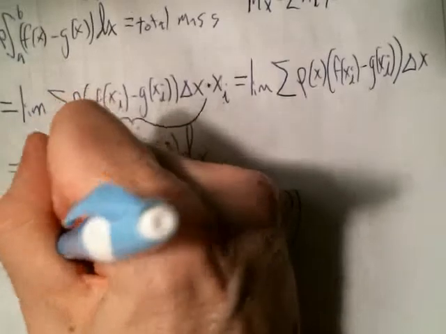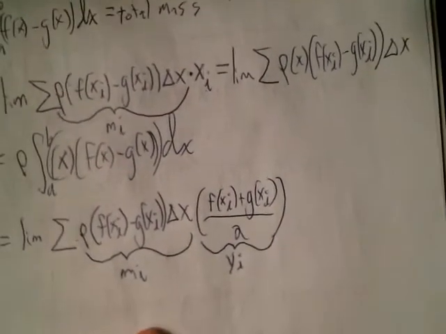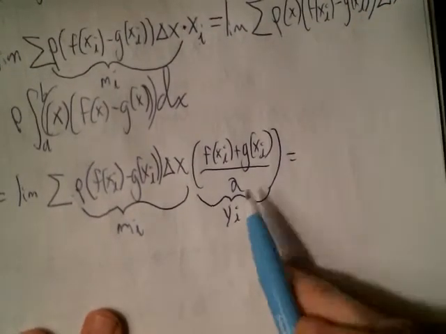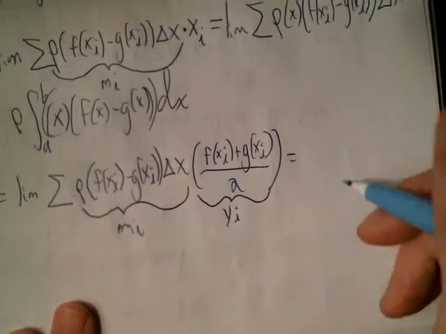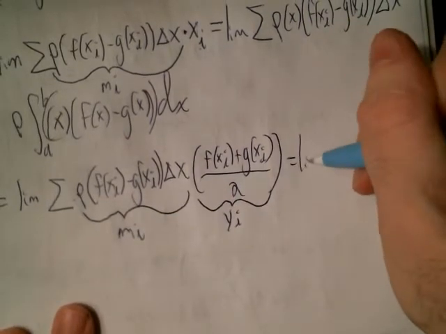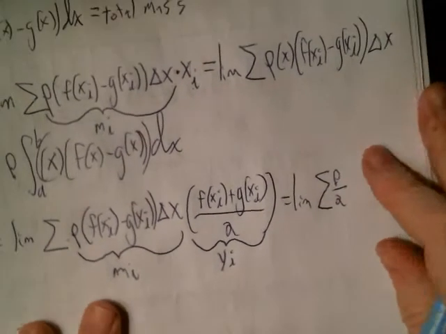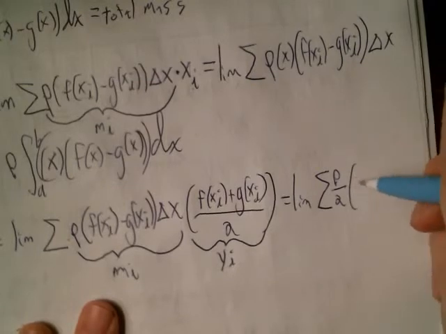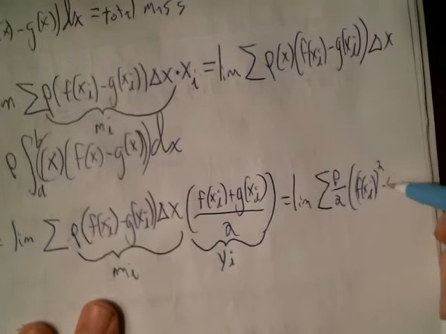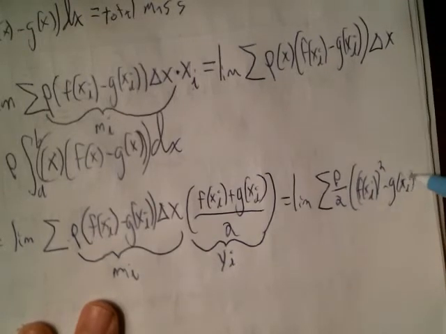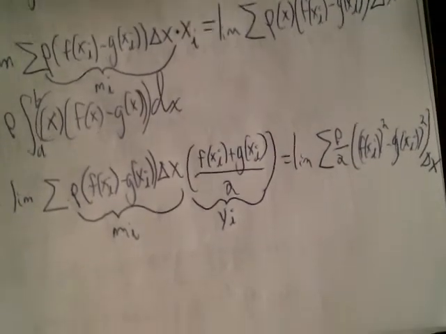Okay, and then of course we're taking limits as the number of these rectangles goes to infinity. The book doesn't do this, but you can FOIL out these two binomials and it looks a little nicer. You end up with the limit of the sum of rho over 2 times, after you FOIL, f of x sub i squared minus g of x sub i squared times our change in x, which I'm kind of smushing in there.